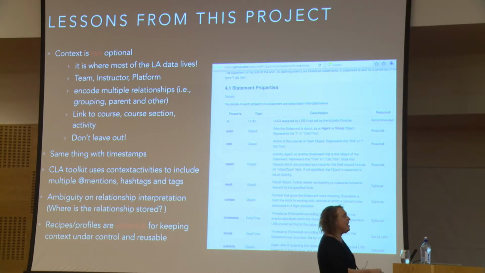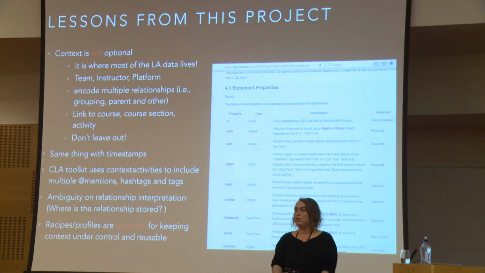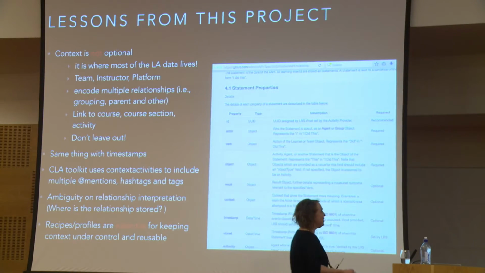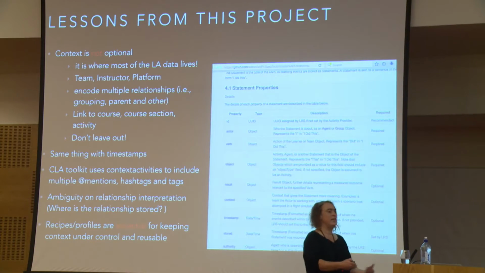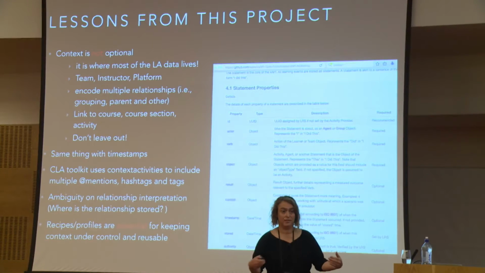Things like mentions, hashtags, and tags were very important for us because we're doing social media. How do we model that? Where's the data model? There's ambiguity in terms of what's a relationship. If someone's replying to someone else, how are you going to store that in your statements?